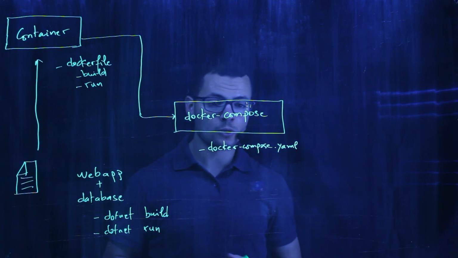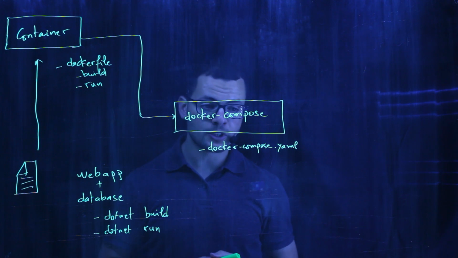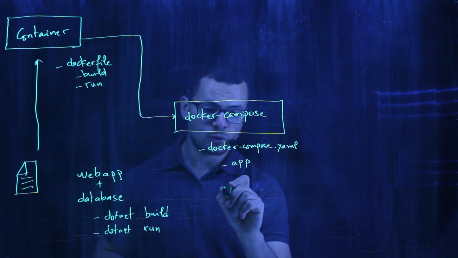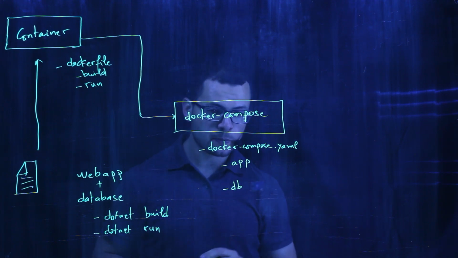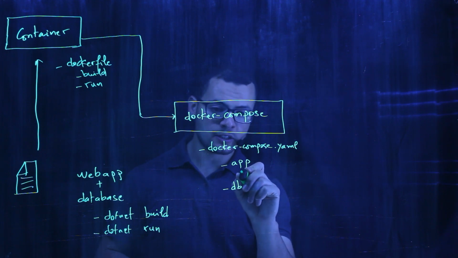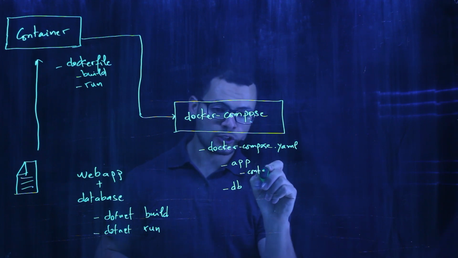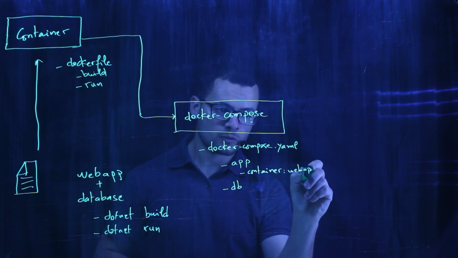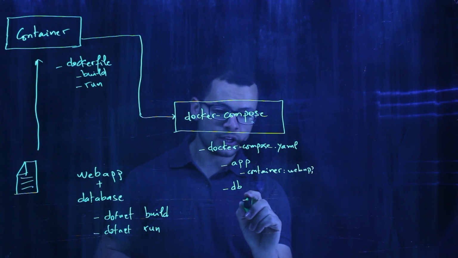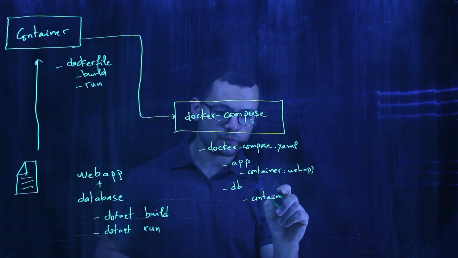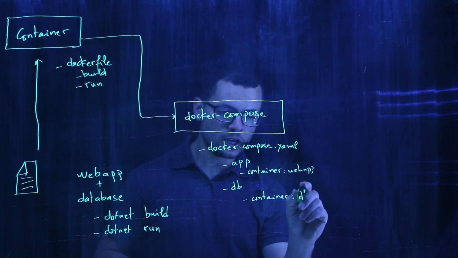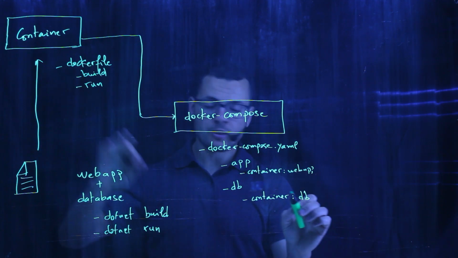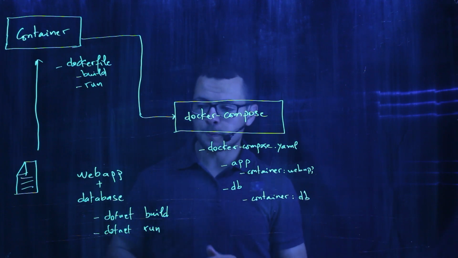And this file will contain the configuration for my two containers. This means it will define my app, and it will also define my database. And inside my app, it will say this needs to run the container for my web app, for example. And the database should run another container for the database, okay? Saying that this web app is the container for my web app, and the database is the one for my database engine.